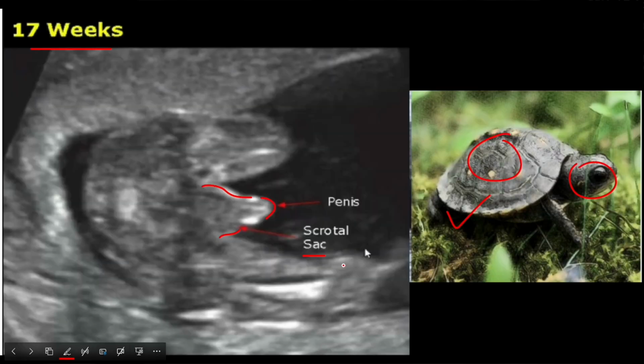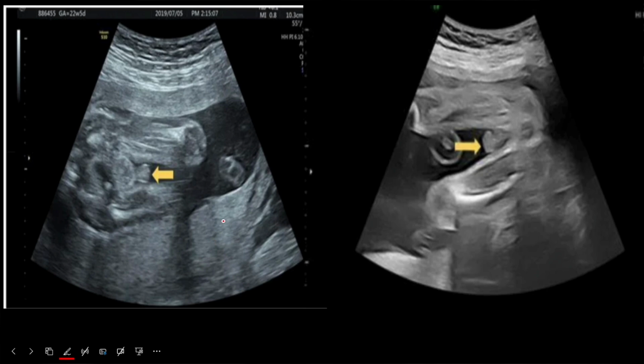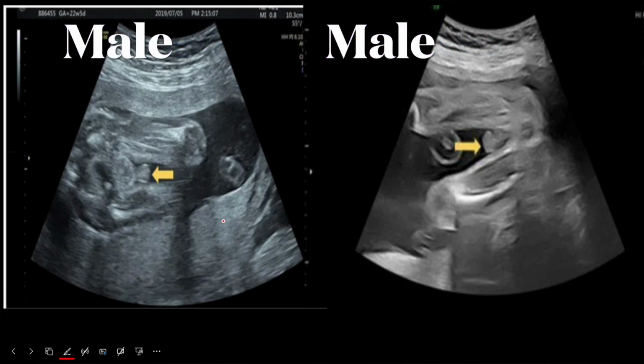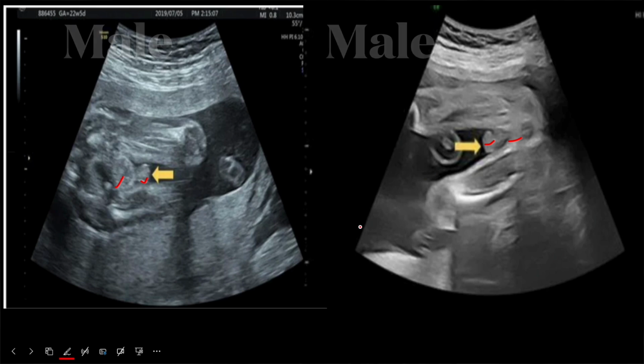Similarly, here are few more images to demonstrate the male fetus. In both of these images, you can see penis and scrotal sac. So both of these images represent male fetus.